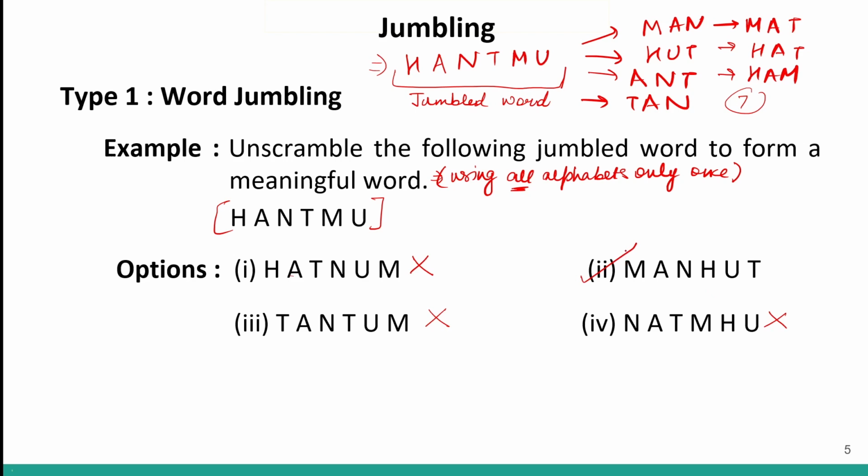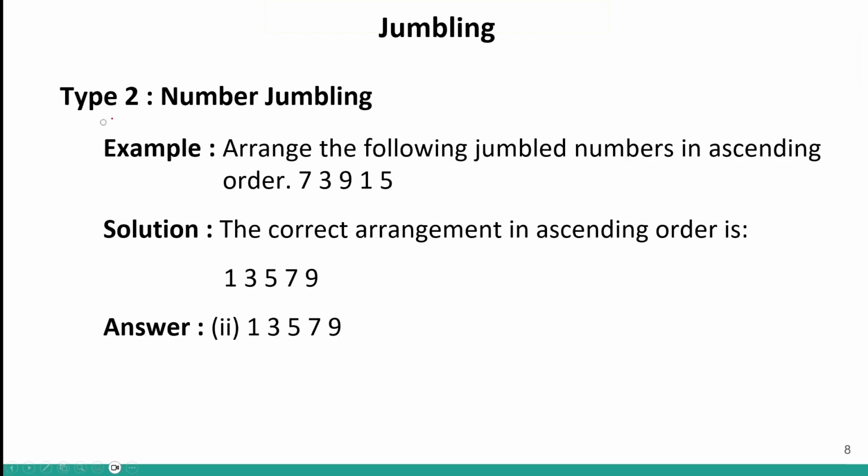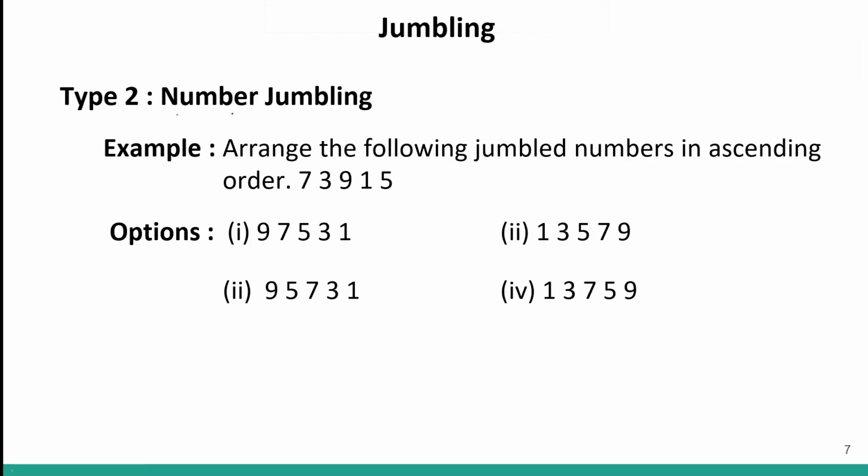So did you understand how many types of questions you can get? Either something like this, in which you have to make as many words as you can using these letters, or you can get a question in which you have to use all the alphabets only once. Usually, this is the type of question that you get in your exam. Then we have another type of question called number jumbling. Only two concepts are used.